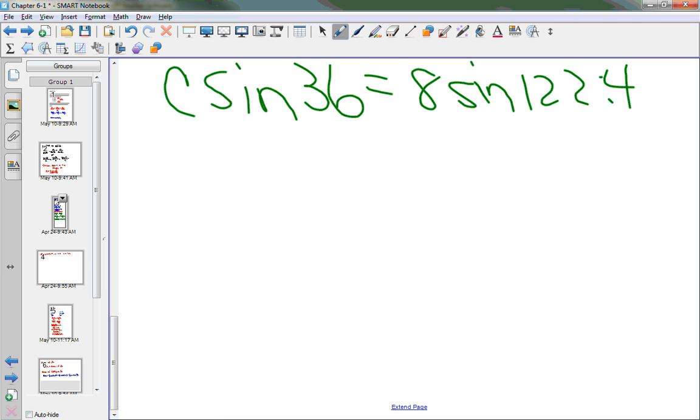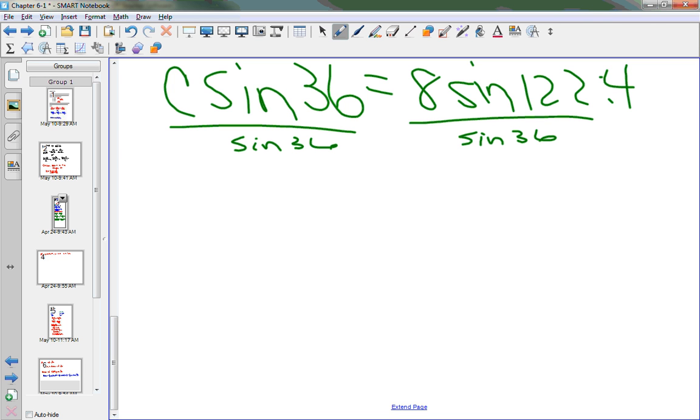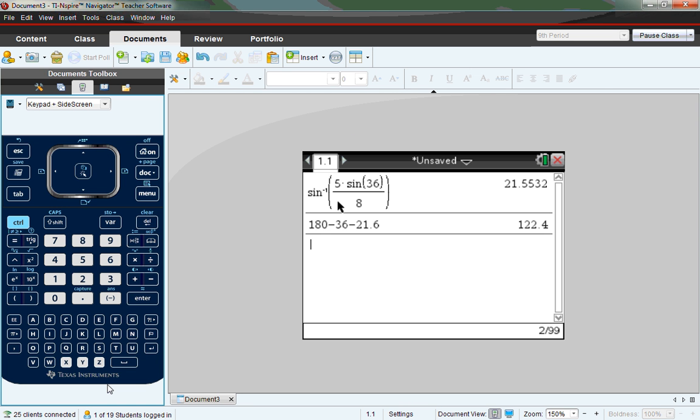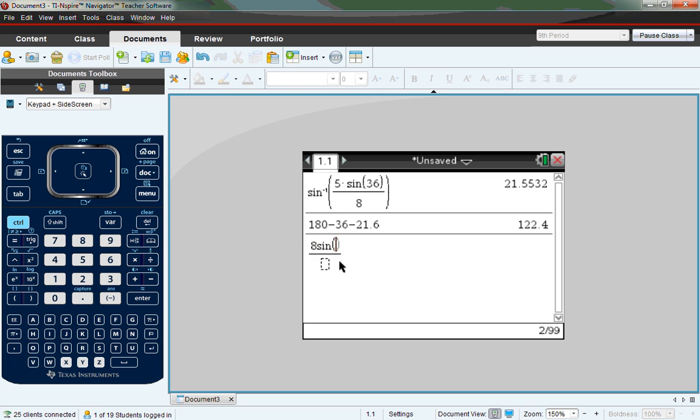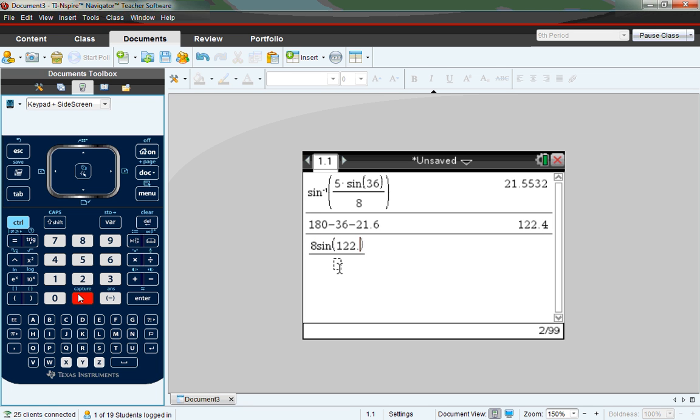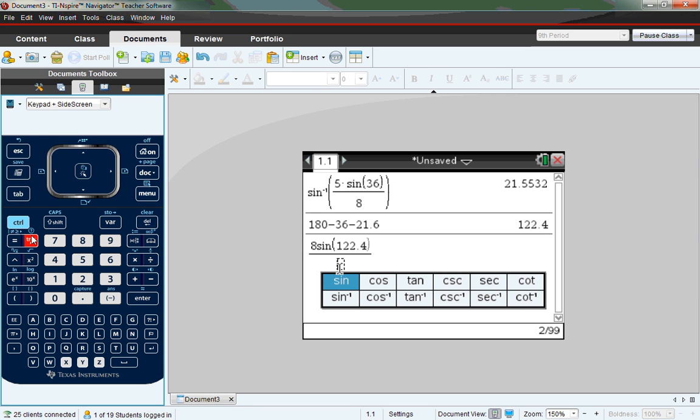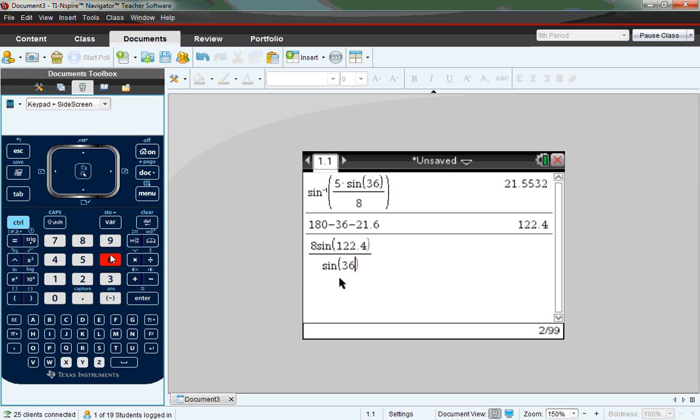Now what? Divide by the sine of 36 on both sides. So little c is going to be equal to 8 times the sine of 122.4 over the sine of 36. And what did that give you? 11.49.